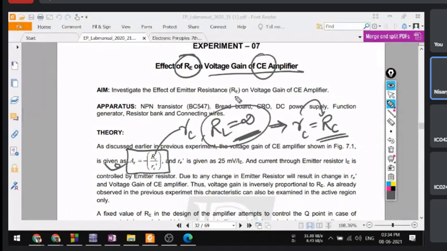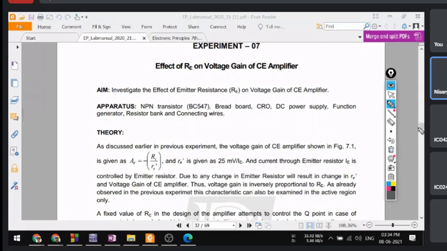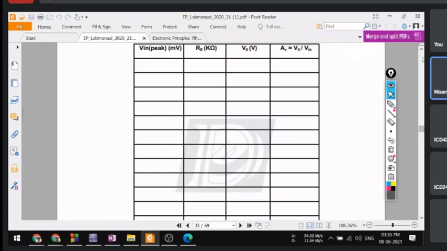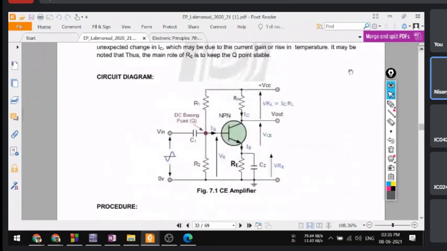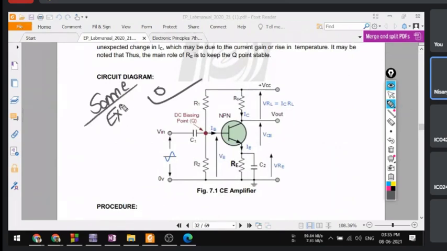Now this time, we have to vary the RE. So what is RE? RE is nothing but the emitter resistor, right? If I show you the diagram, this is the same as in experiment number 6, correct?